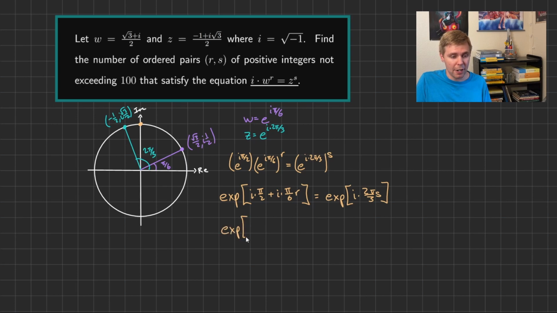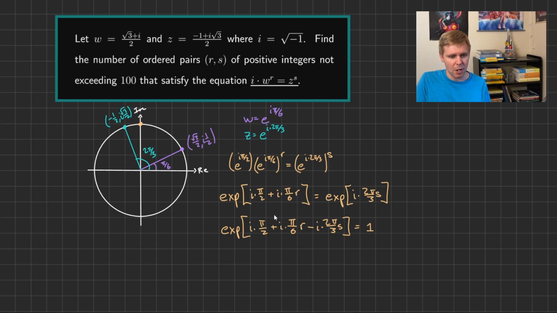E to the power of i times pi over 2 plus i times pi over 6 times r minus i times 2 pi over 3 s. And that's going to be equal to just 1 on this side. Now finally, let's clean all of this up a bit.